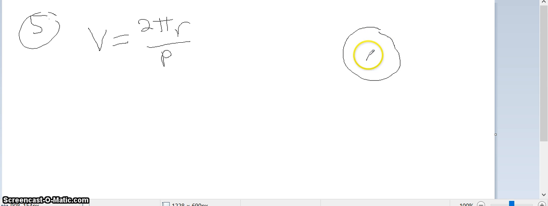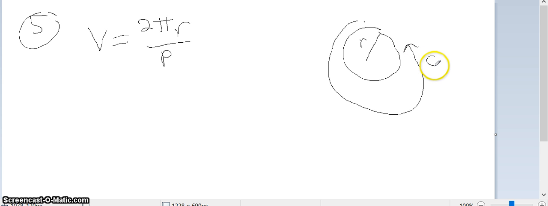So if we have a circle that has some radius r, this is just any general circle, and there's a circumference, right? The distance to go all the way around the circle, that's called the circumference, c. And you might remember this from geometry. The circumference of any circle at all is 2 pi times the radius of the circle. Right, and so the distance is 2 pi times the radius.